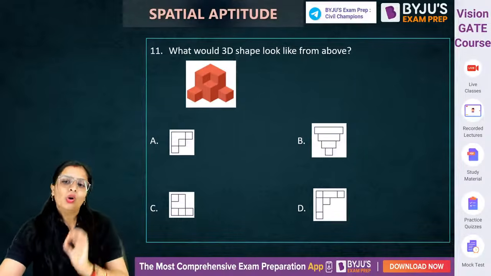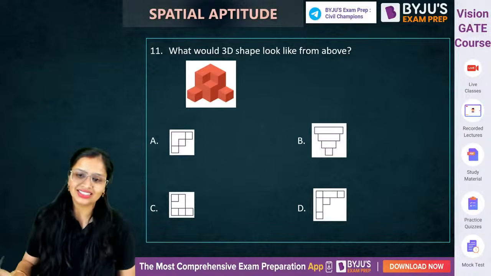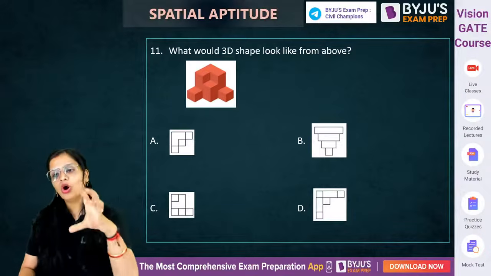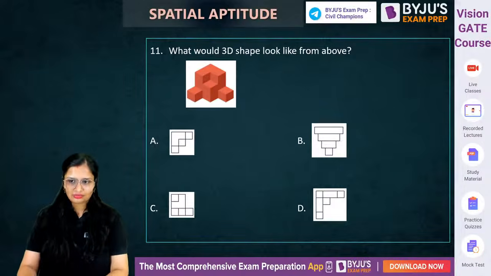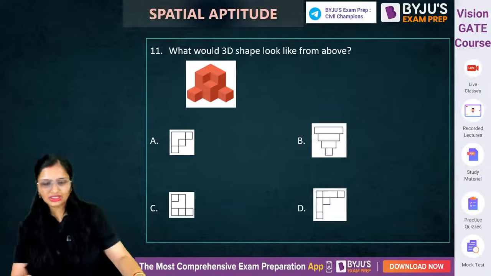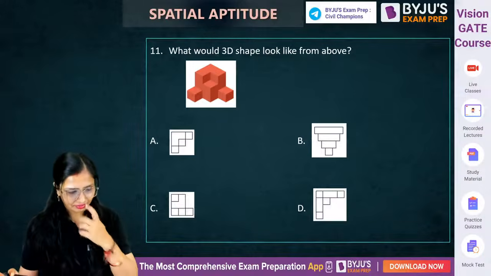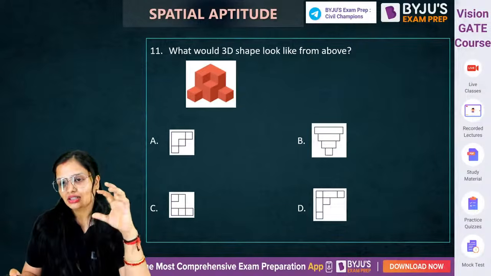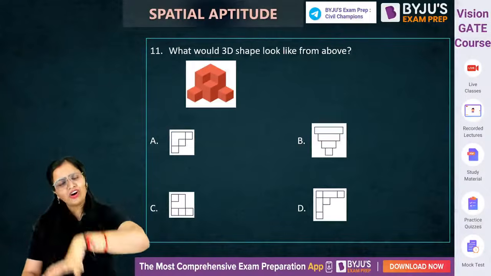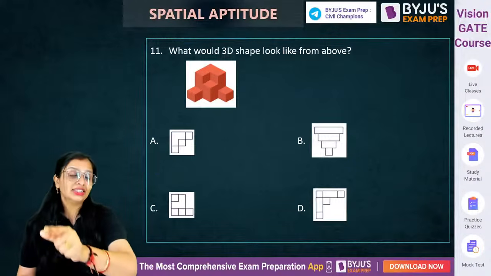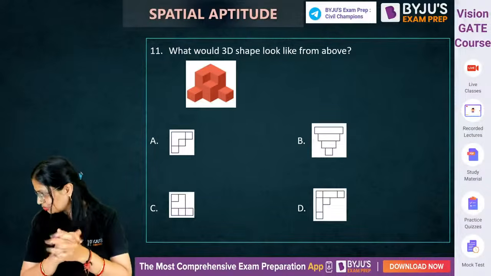Now, what would the 3D shape look like from above? So if you are seeing this shape from above, what would you see? Come on, guys. There is a basic logic in this which I'll tell you, but first I want the answer from you guys. Common sense. When you see any object from above, what is the thing you can't see?